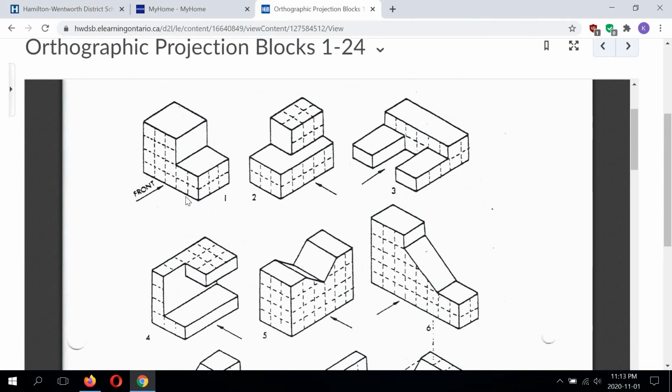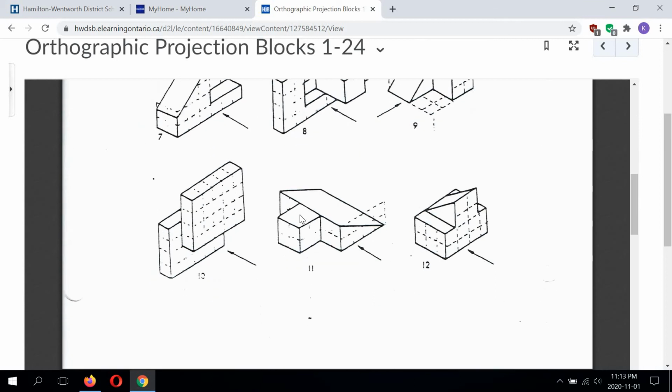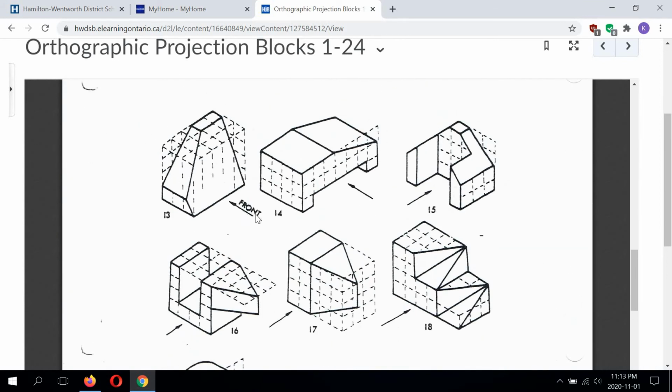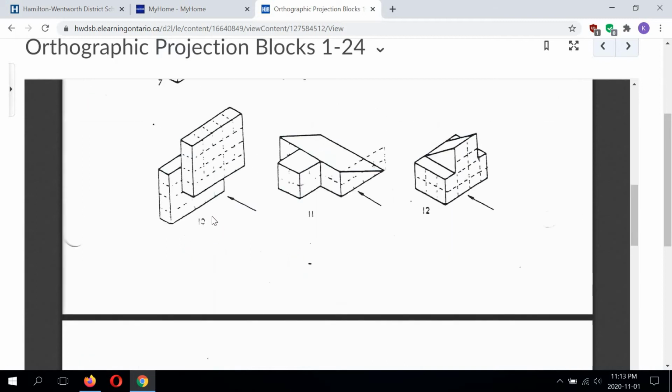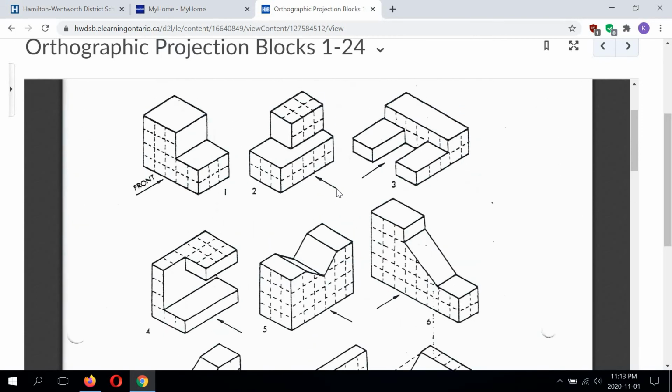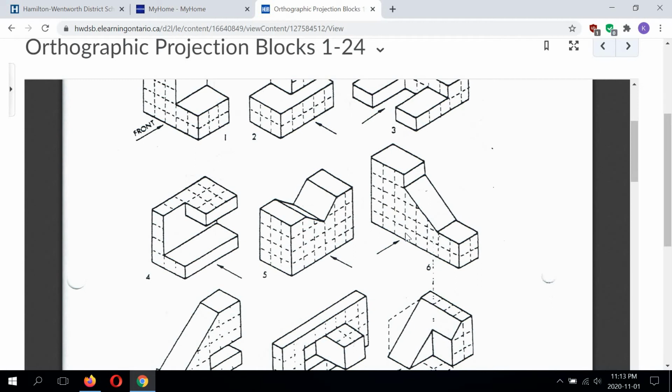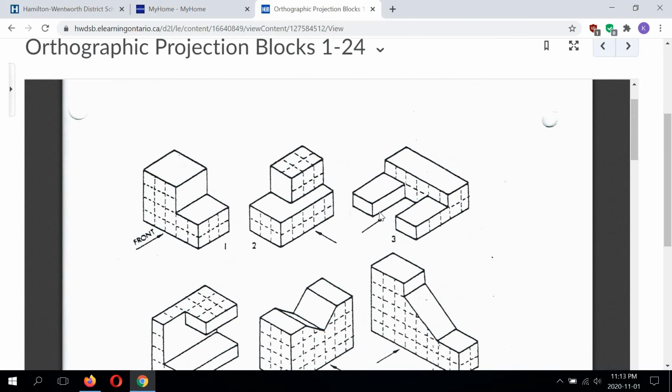Now, what we have to understand is there's always an arrow that's pointing to the surface that is the front view. So item number 1 actually has it labeled. It says front, and 13 has it labeled front, even though you're not doing number 1 or number 13 in this assignment. But for number 2, we have the arrow pointing. So we know where our front view is at all times because the arrow identifies it. So if we know where the front view is, we must be able to know where the top view is and the right side view.